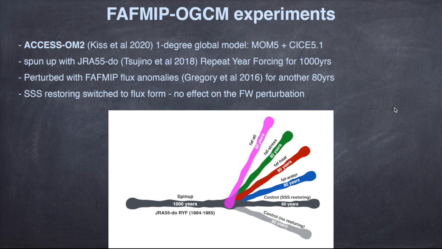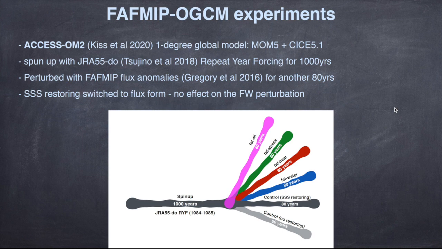So for this study, we use the ACCESS-OM2, an ocean-only model with a 1 degree configuration. It's spun up for 1,000 years, so it's pretty much in steady state, using the JRA55 repeat year forcing. And then you perturb this model with the FAFMIP flux anomalies for another 80 years.